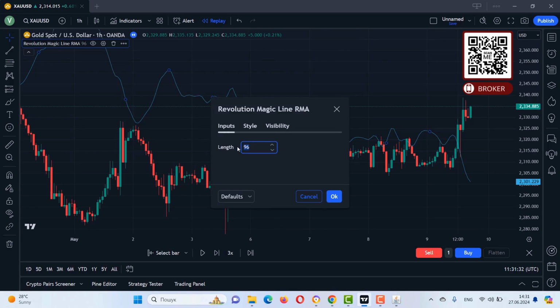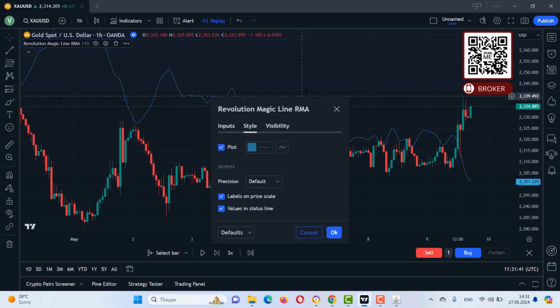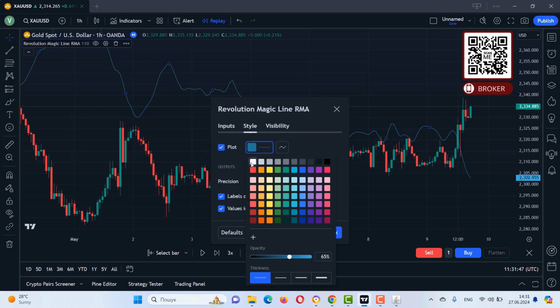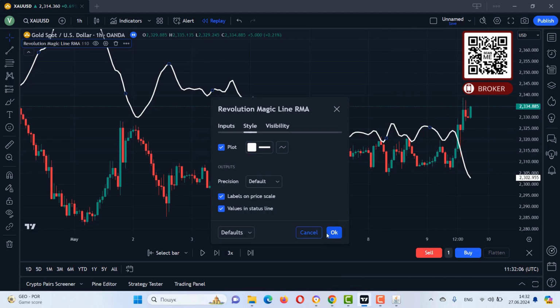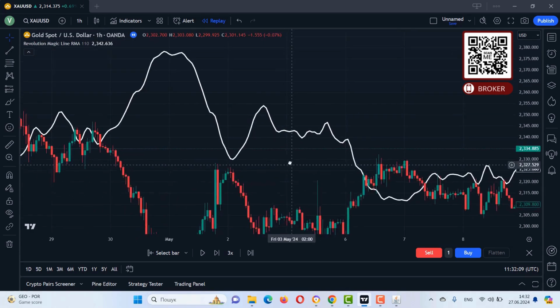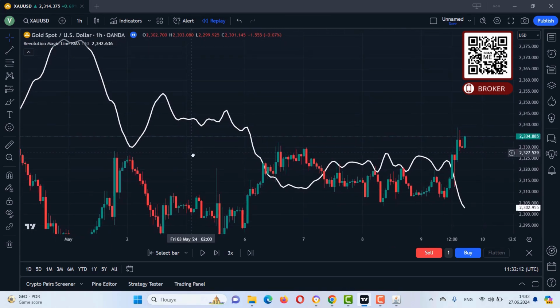Here, we are changing this definition from 96 to 110, and further, for your own convenience, I always choose white. I like it better that way. What color it is, is up to you to choose. Yes, 100% white color. I will also increase the thickness of this line. Save the settings. And we look at the chart.